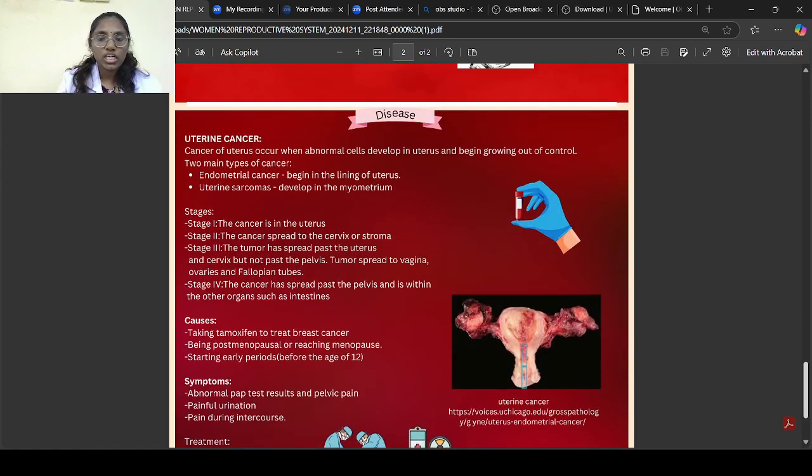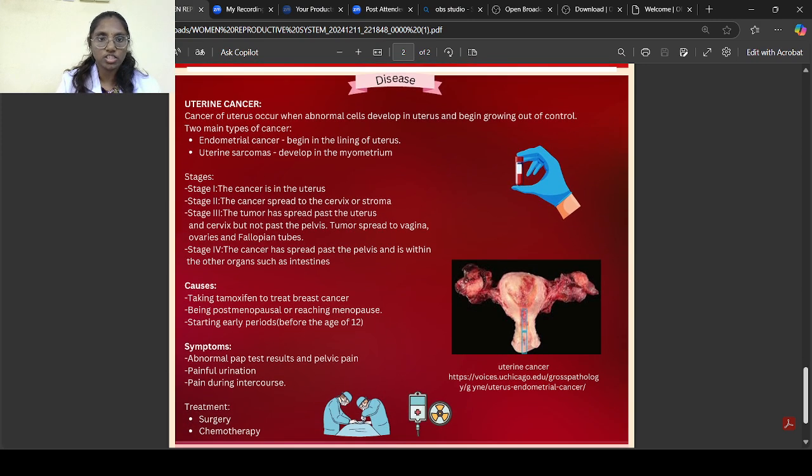Okay, last but not least, the disease that I chose for my presentation is uterine cancer. Cancer of the uterus occurs when abnormal cells develop in the uterus and begin growing out of control. There are two main types of cancer, which are endometrial cancer and uterine sarcomas. Endometrial cancer begins in the lining of the uterus. Uterine sarcomas develop in the myometrium.